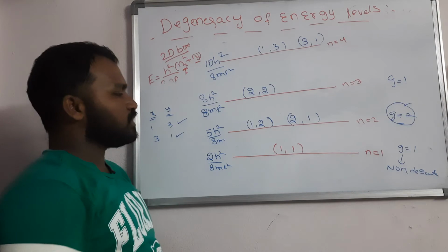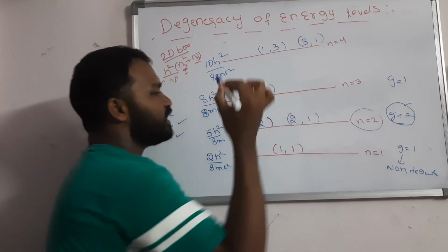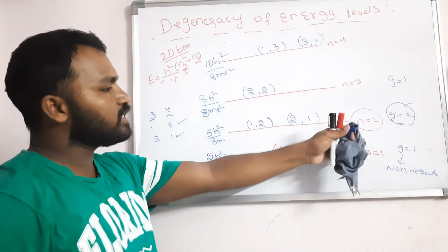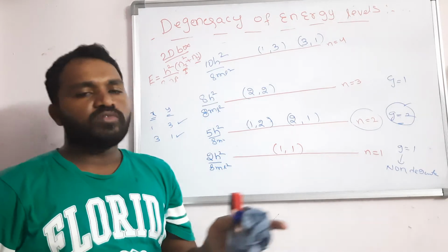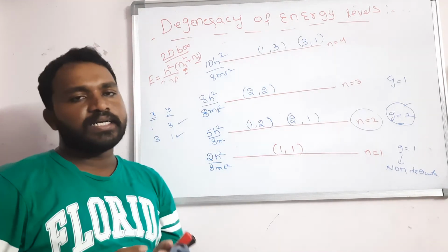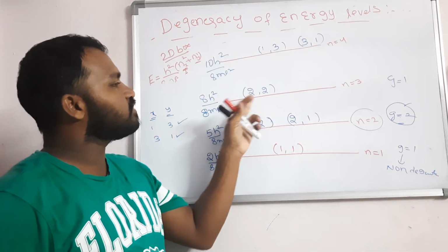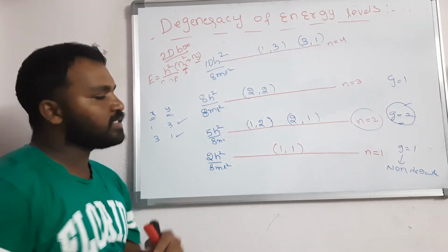The same questions are generally repeated. What is the degeneracy of the first excited state in the 2D box? That is n is equal to 2, two possibilities, so you write degeneracy is 2. They may also ask what is the second excited state degeneracy in the 2D box? Only one possibility is there, so degeneracy is 1, non-degenerate, you should write.